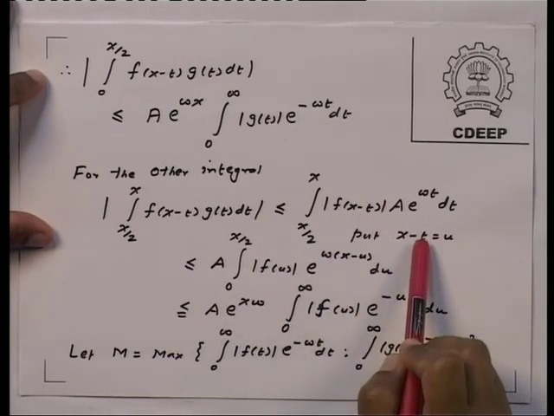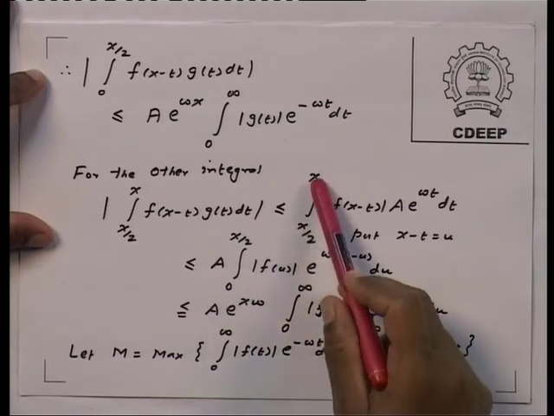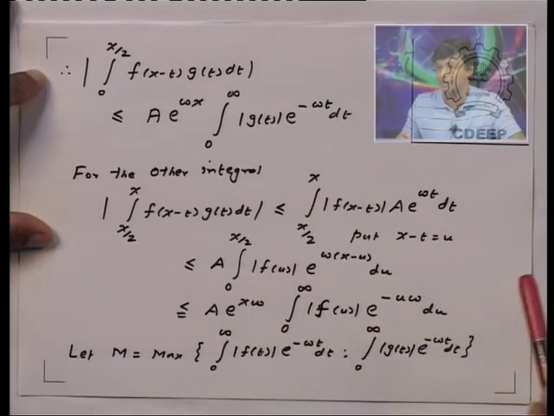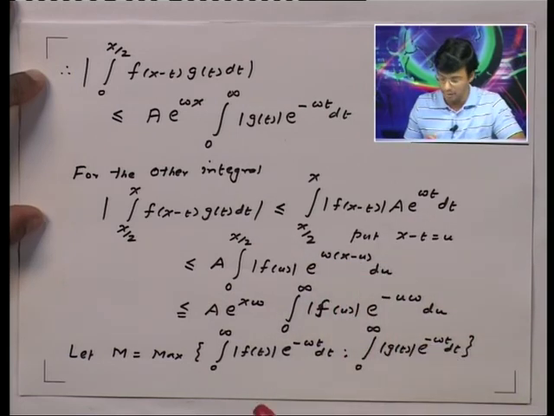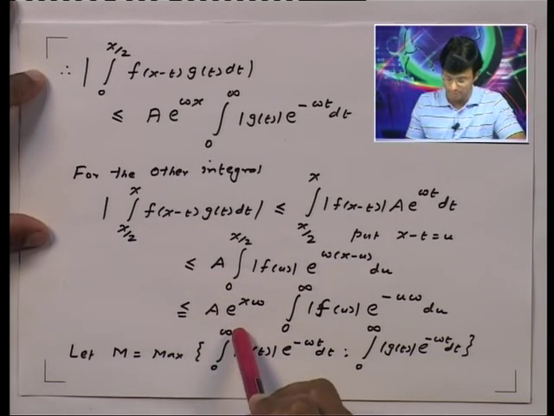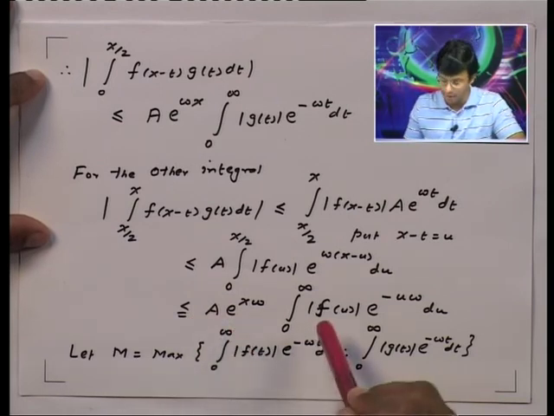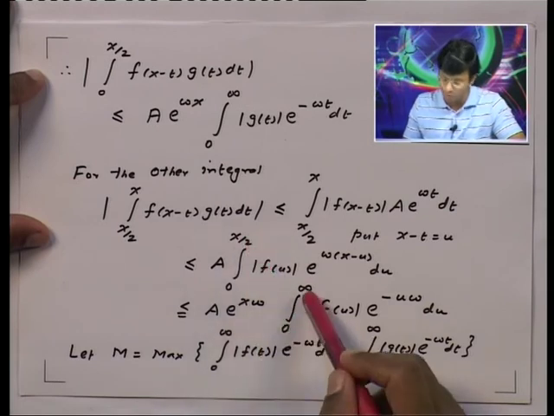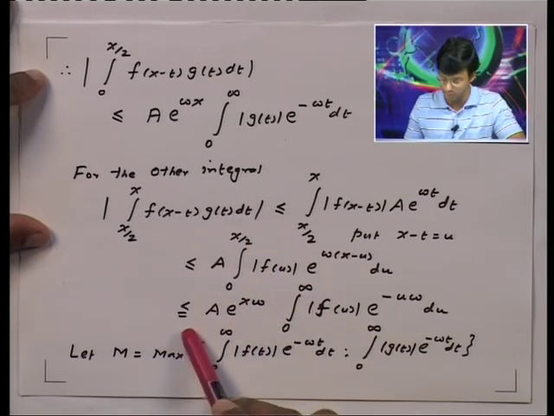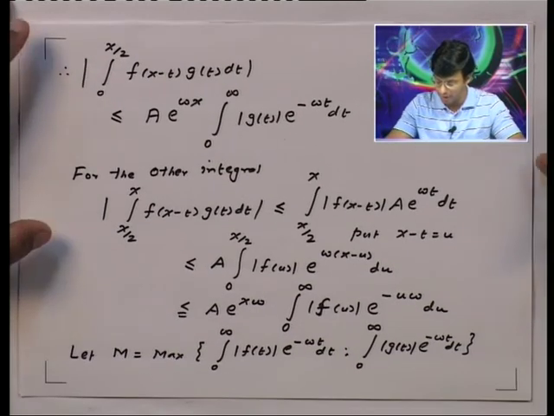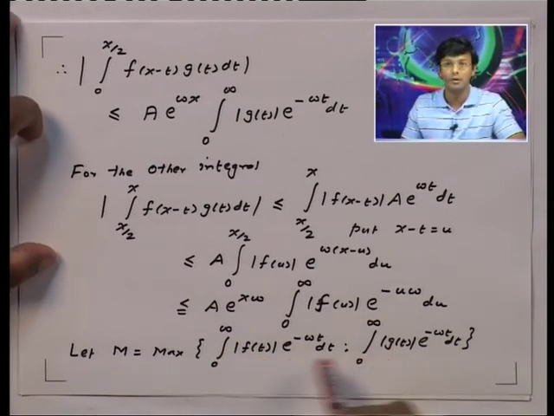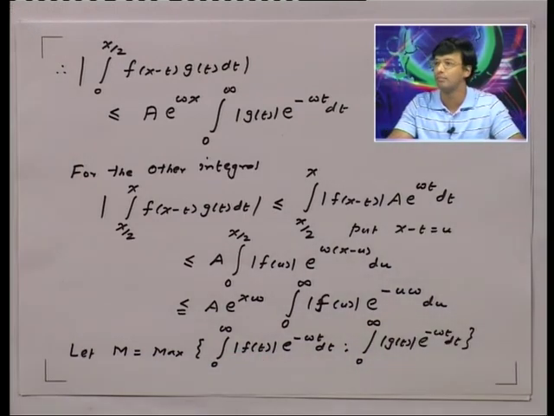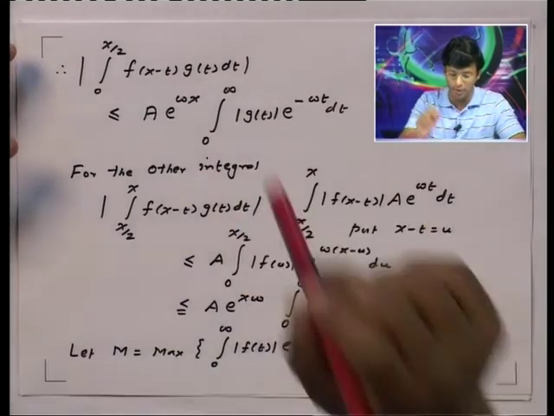In this integral simply put x minus t equal to u, so that instead of x by 2 to x you have 0 to x by 2, correct, and you have e to the power omega times x minus u. Once again pull the a e to the power omega x outside, and then instead of 0 to x by 2 let it go from 0 to infinity, with the less than or equal to sign. You have mod f of u e to the power minus u omega, that is also finite, correct. Take the larger one, let m be whichever is larger of the two finite numbers, and put that m here and the m here.